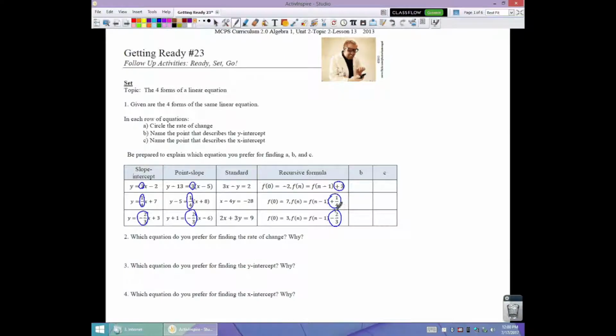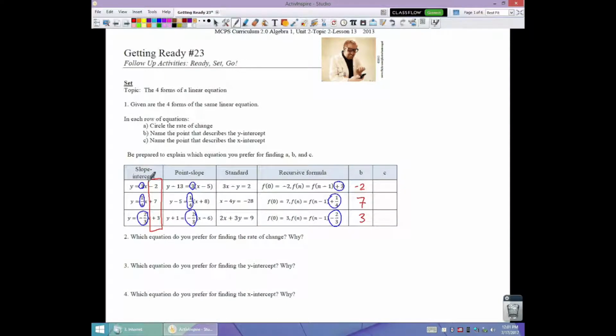Okay. For question part B, name the point that describes the y-intercept. Well, the y-intercept in the first equation, the first row, is negative 2. In the second one, it's 7. In the third one, it's 3. So those showed up here. I guess I shouldn't circle that since part A said to circle. But here, we see our y-intercepts.